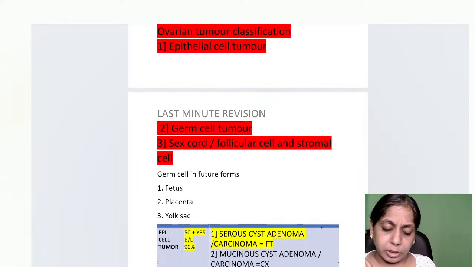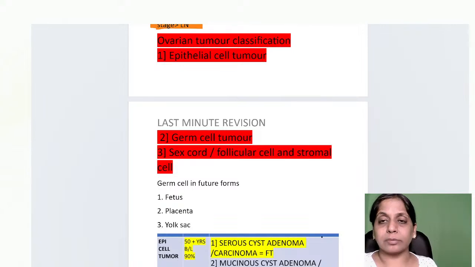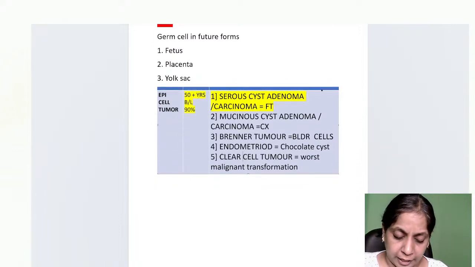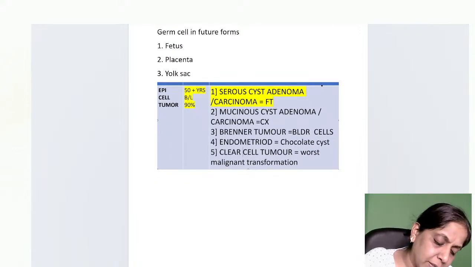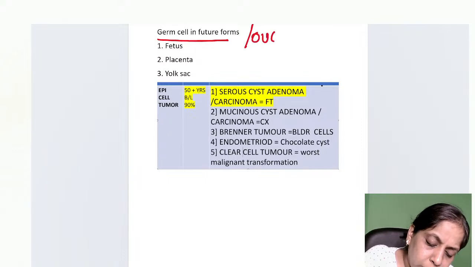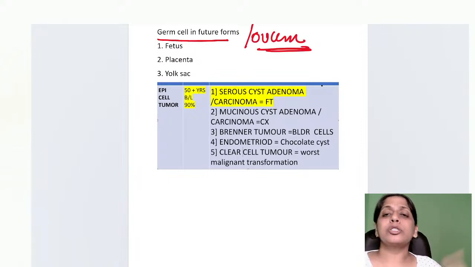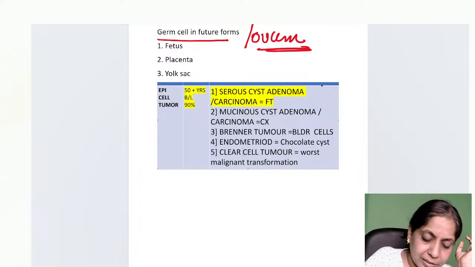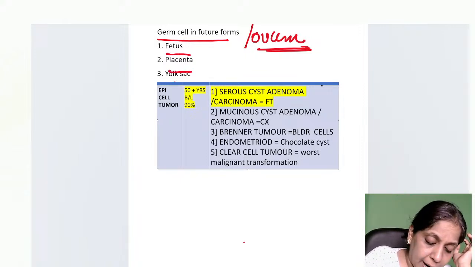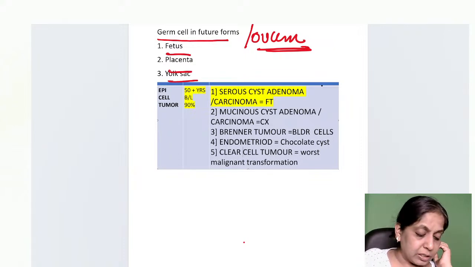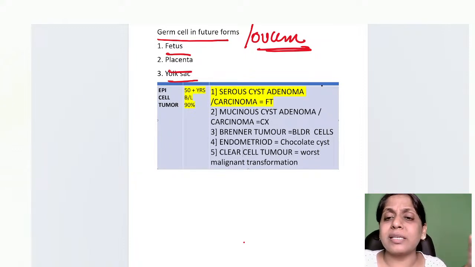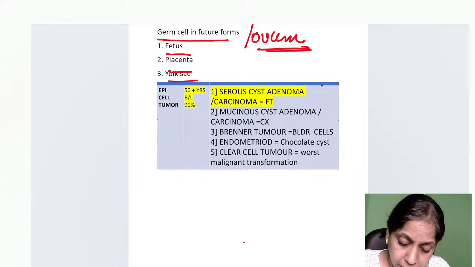Okay. The ovarian tumors are of three types: epithelial, germ cell, and sex cord. They always ask you which ovarian tumor is of which type. So here I want to tell you that germ cell is nothing but ovum. And as you all know, when the ovum is fertilized with the sperm, it forms the pregnancy. So what is pregnancy? Pregnancy is fetus, placenta, and yolk cell. Whenever these words are used, it means they are germ cell tumors.